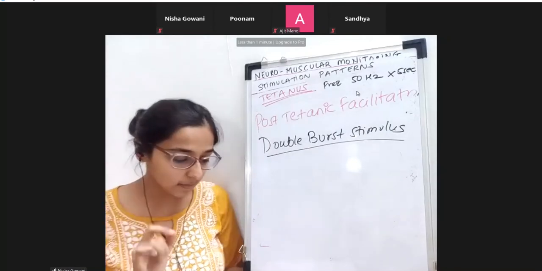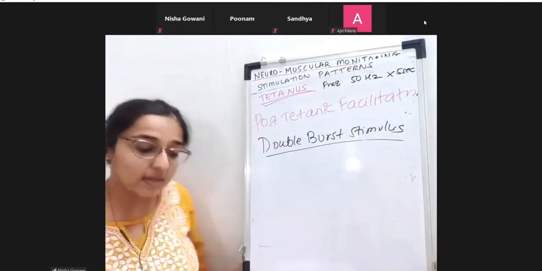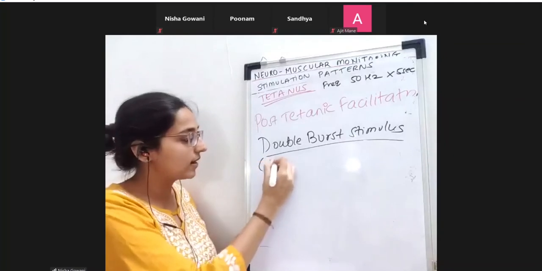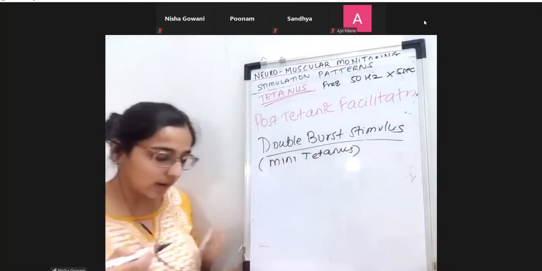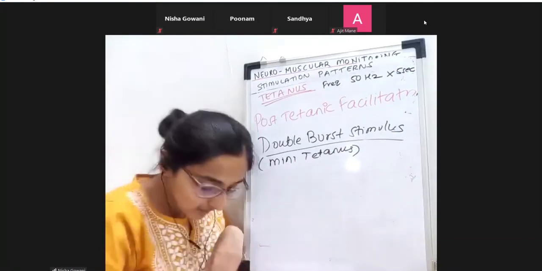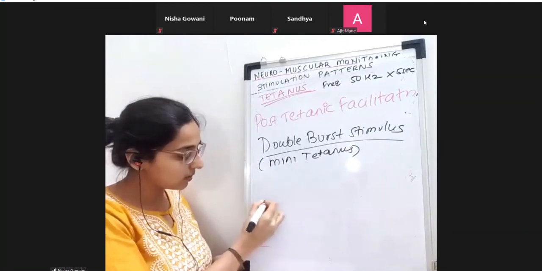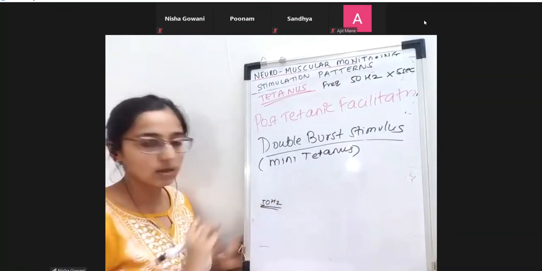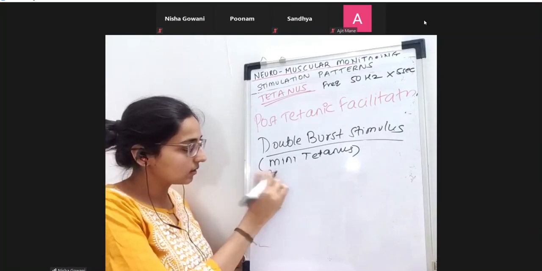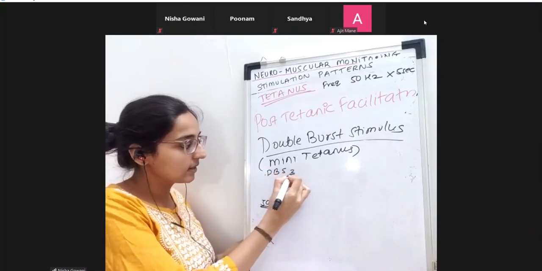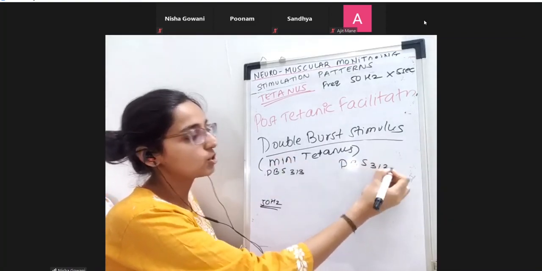So what is the meaning of this? Double burst, you're giving a burst. It's called mini tetanus. So maybe this will help you in understanding. Over here there are two short sequences of tetanic stimulus. I'm going to give a tetanic stimulus, which means the stimulus is at 50 hertz. So there is DBS 3 by 3, and there is DBS 3 by 2.